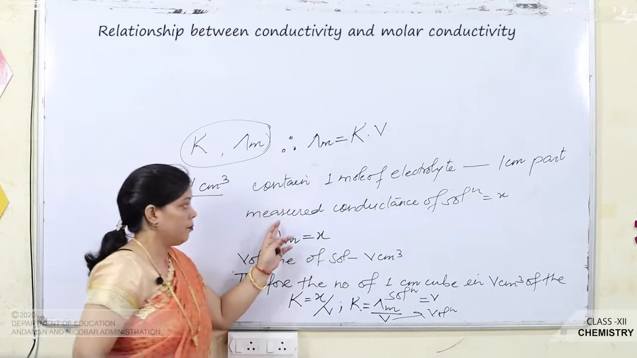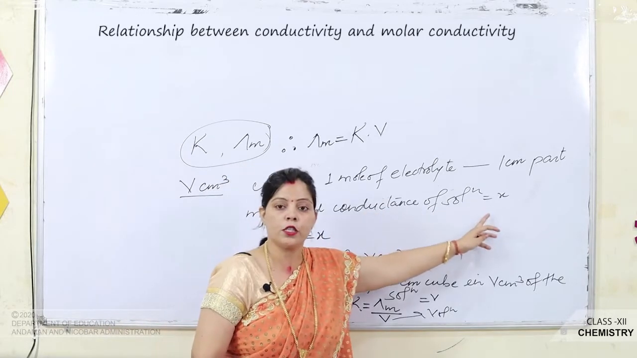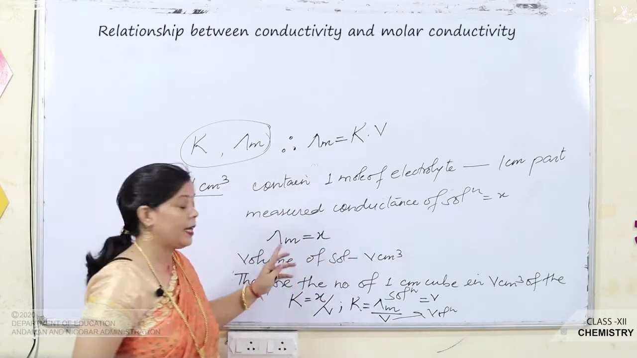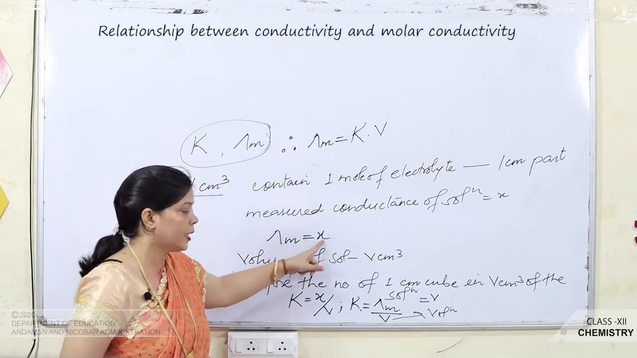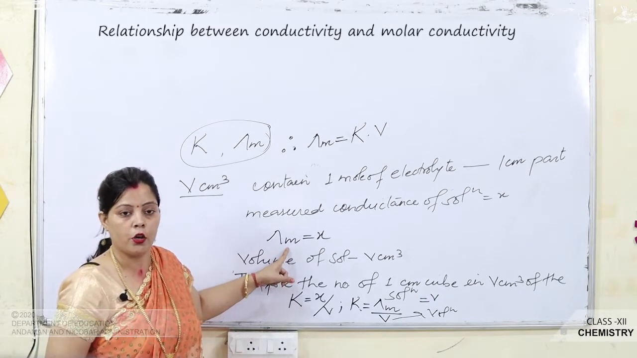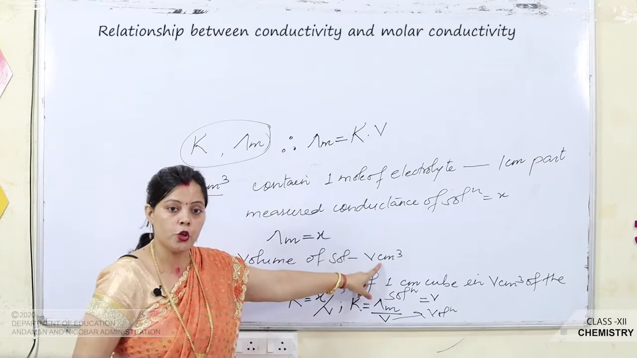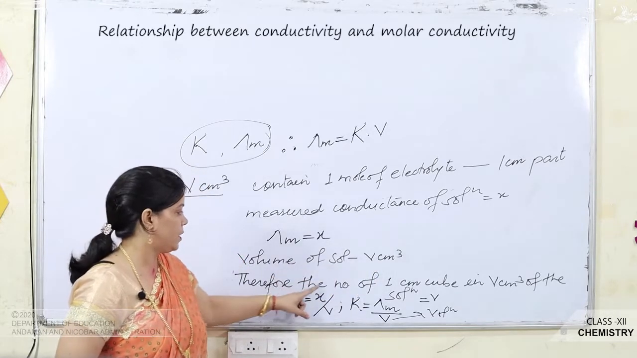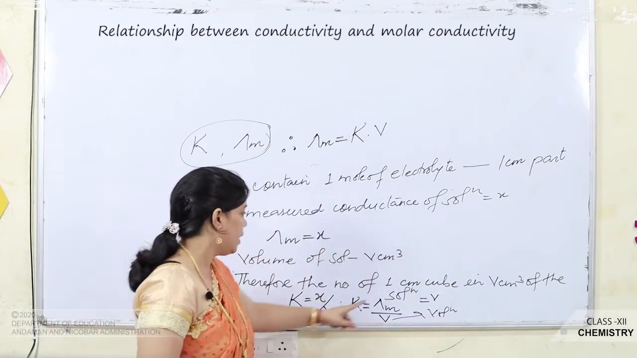Here, let me assume that the measured conductance of the solution is equal to X. Since the solution contains 1 mole of electrolyte, the measured conductance of the solution is equal to the molar conductivity of the solution. And since the volume of the solution is V centimeter cube, the number of 1 centimeter cube units in V centimeter cube of the solution is equal to what?